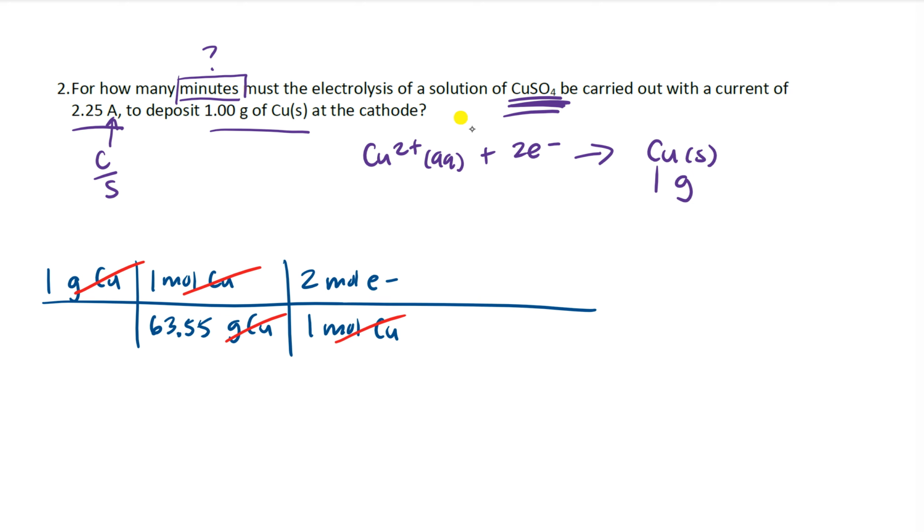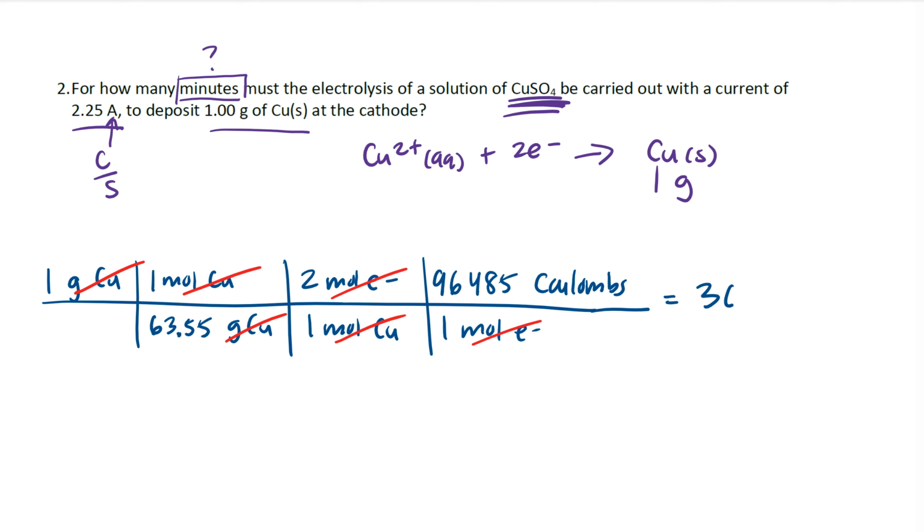And now, to convert this over to charge, this is where you're going to use F, Faraday's constant. 1 mole of electrons has a charge of 96,485 coulombs. Now, you don't need to remember Faraday's constant. That's always going to be on your equation sheet. So now I'm going to calculate the coulombs needed for this reaction, and we get 3,036.5 coulombs of charge that are needed.